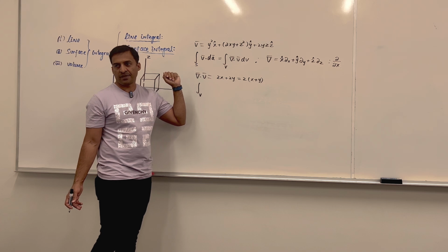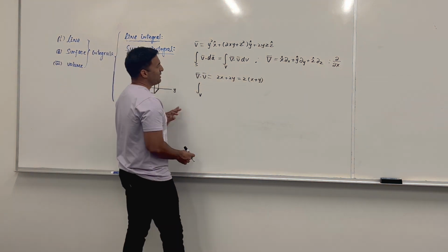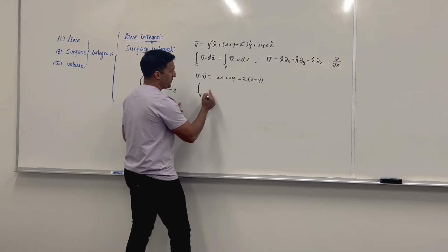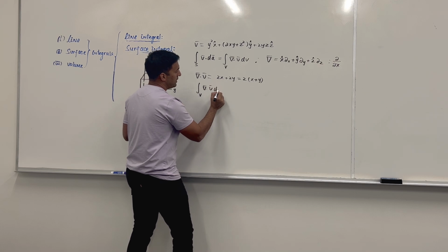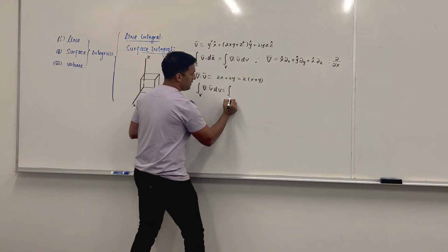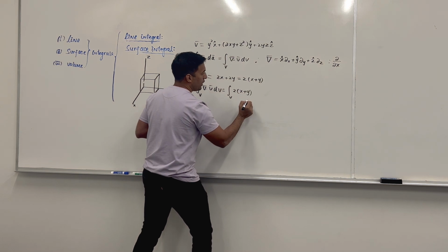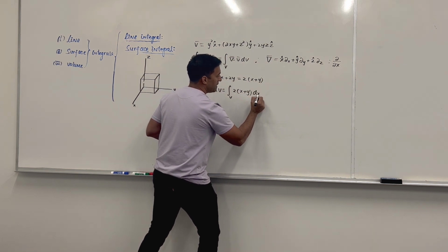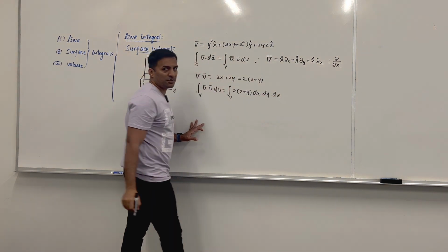Yeah, okay. I follow that. I'm going to come back to this one because that was a bit lengthy, so I started with the shorter one. Okay, so now we have the integral of del dot v dv. This will be 2x plus y, and dv will be dx, dy, dz. That's the volume of the cube.